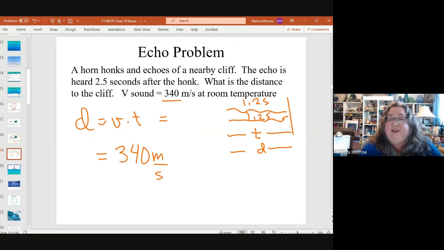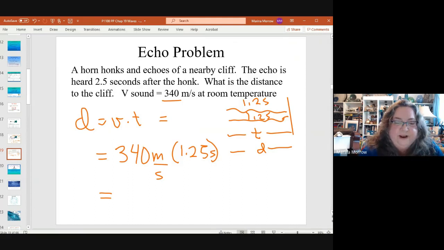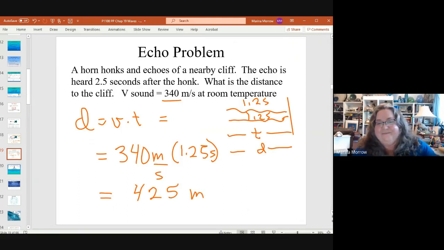The other way is to go ahead and use the 2.5 seconds, but realize that you've got the round trip distance and that you're going to have to correct that at some point, because it's too long. It's double the actual question. Okay, so now that we've got the right time, we can go 340 times 1.25 and get 425 meters, which is pretty far away. Okay, because it was a pretty long time.